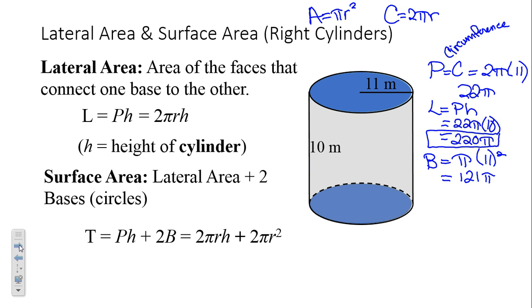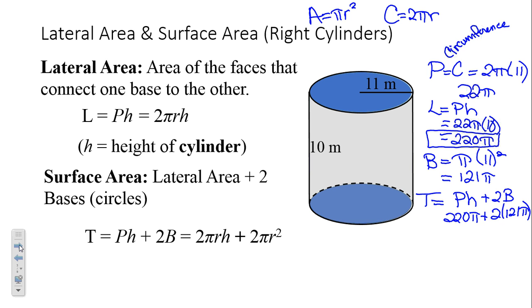When I want to find the whole surface area, T, for total surface area, I take that lateral area I just found, and I add two bases. So I take the 220 pi, and I add on two of these bases that are 121 pi. If you want to multiply pi in, you can, but that's the better answer. It's simpler because we haven't had to pick up a calculator thus far.